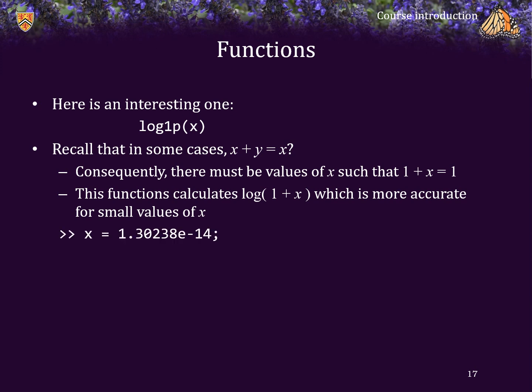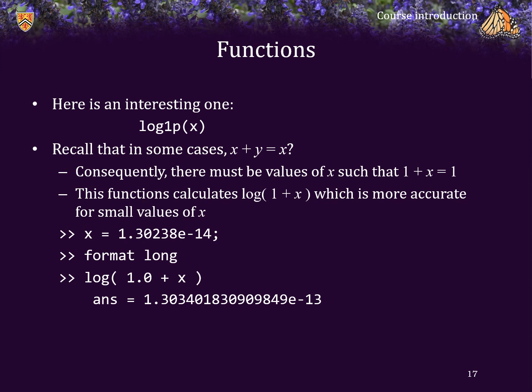So for example, here we have a very small number, 1.3 times 10 to the negative 14. We're going to use format long. Now, if I simply calculate the natural logarithm of 1 plus x, I get this result here. If I calculate log1p of x, I get a significantly different answer. And in fact, this second answer is correct to all 16 significant digits. You can check this using any language that allows you to have arbitrary precision floating point computations. However, here we are restricted to just using double.